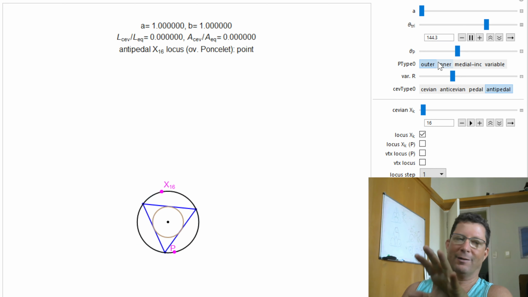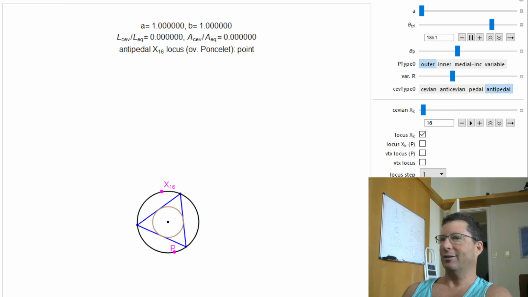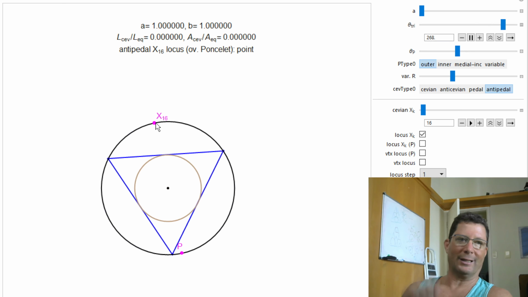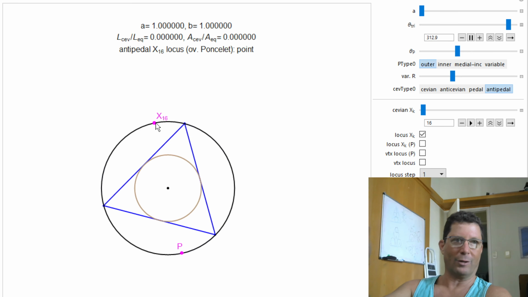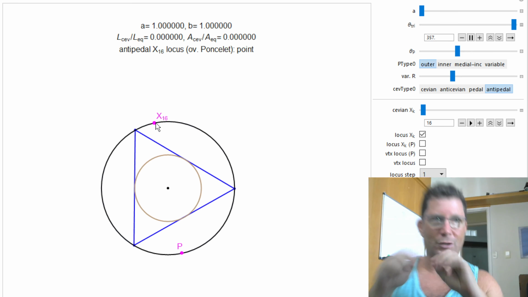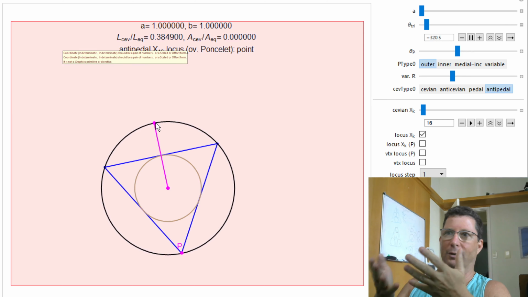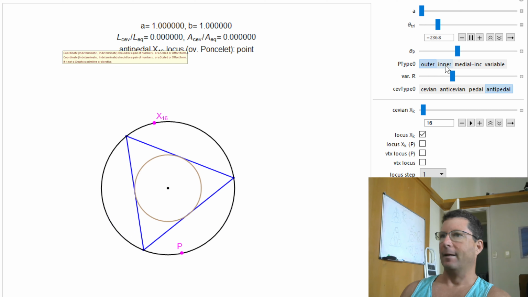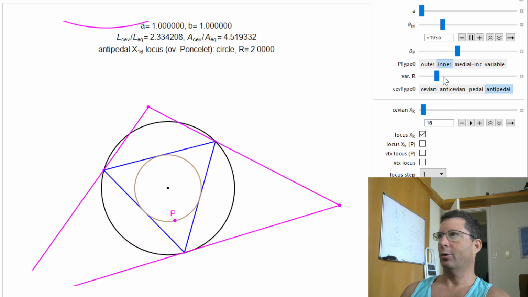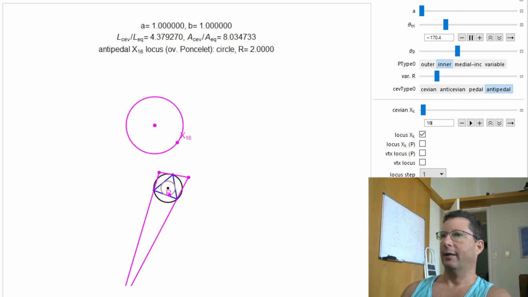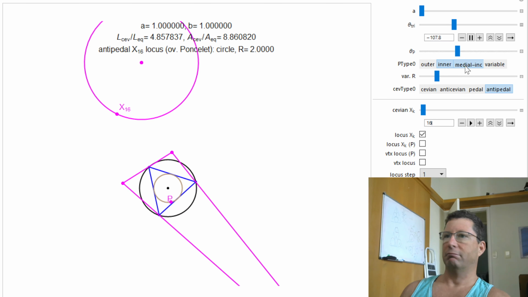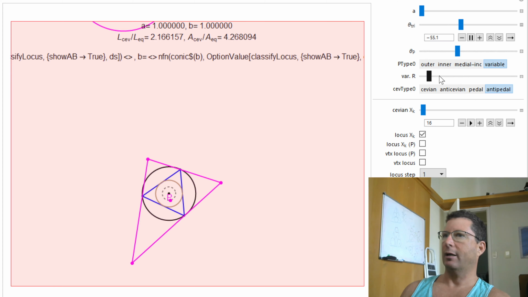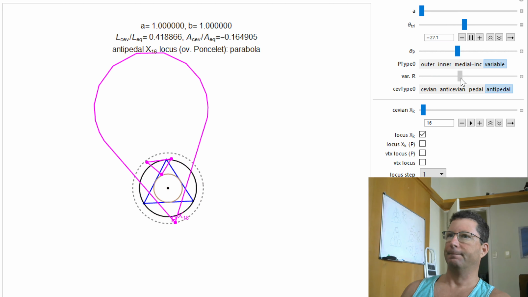Okay, so if I'm exactly on the circumcircle, this is degenerate because my antipedals are just this point, and then X16 is that point, and that's going to happen to a whole lot of triangle centers which are going to be computed by just a triangle that has no area. If I'm on the inner, I'm getting a circle over here, and if I am medial link, I'm getting nothing. Variable, go out, yeah, over here. Okay.